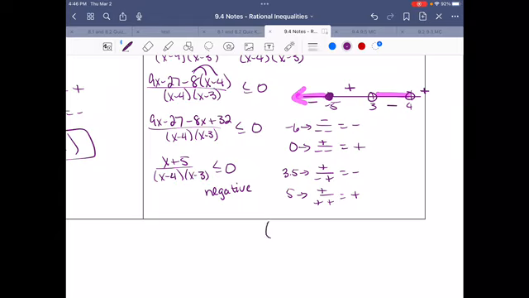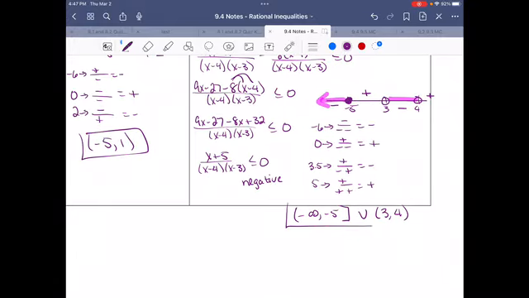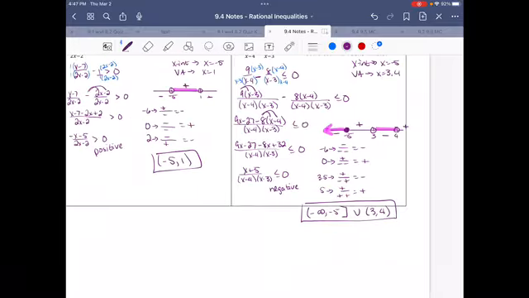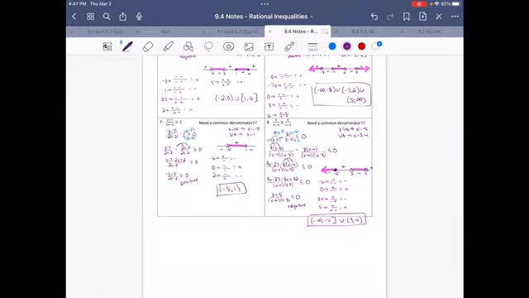So I'm looking for negative regions. I've got 2. There's this one and that one. So my solution will be negative infinity to negative 5 bracket, because that's an x-intercept, and 3 to 4 parentheses, because those are both vertical asymptotes.